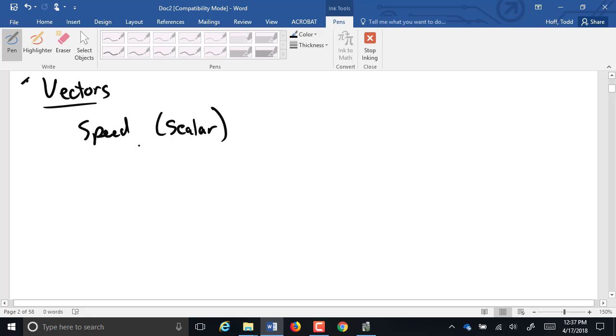It is just a value. You might be doing 55 miles per hour. That could be a speed. Velocity is a speed in a specified direction.